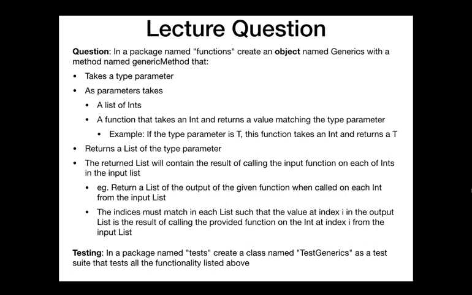So for this, the lecture question, unless you read the slides or anything, won't make too much sense right now, but let's go through this. We want an object with one generic method that takes a type as a parameter, takes a list of ints as a parameter, and takes a function from int to the value of the type parameter as a parameter. And then returns a new list, which is all the values of the input list, but with that function applied to it.